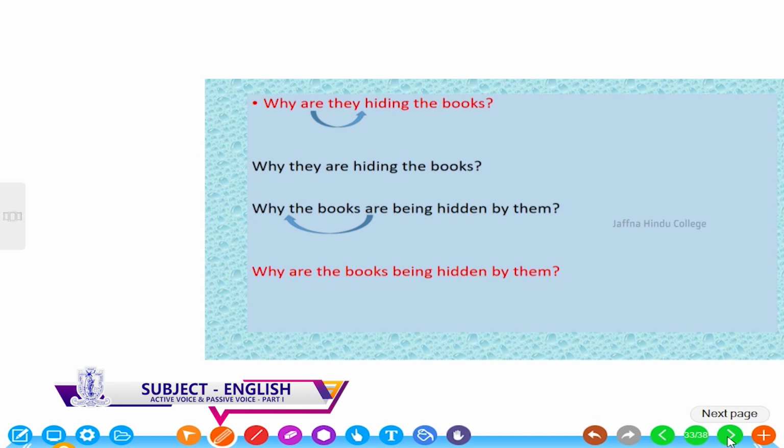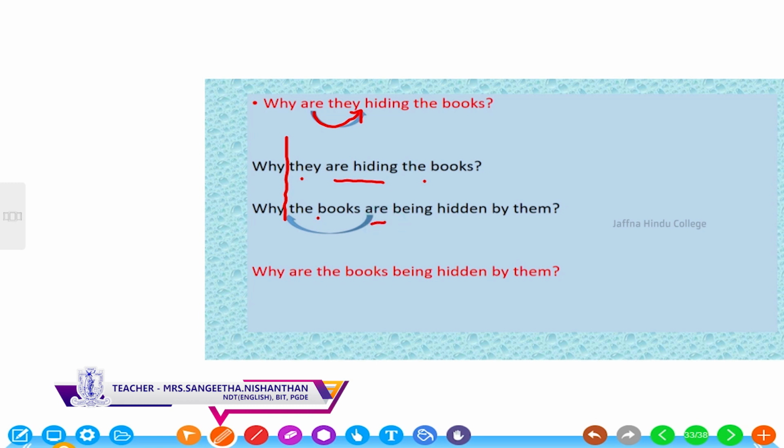Right. So, bring the are after the subject. The why is remaining at the same place. Why? They are hiding the books. It is in present continuous tense. Who? They. What are they doing? Hiding. What are they hiding? The books. So, the books is the object here. So, the object is brought here, the books, plural and simple present continuous tense.